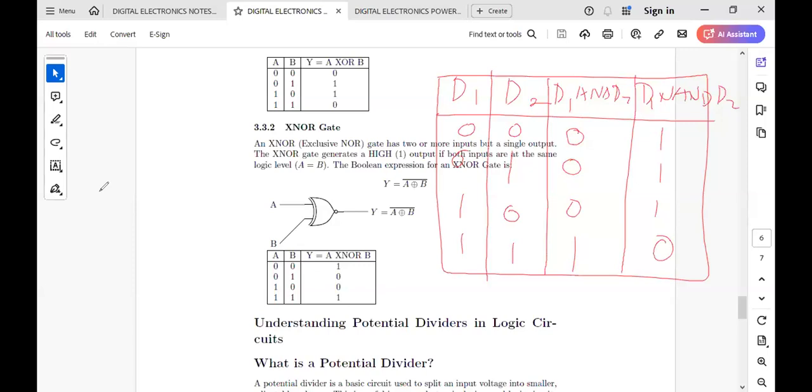So the logic diagram for that is going to be a NAND, and then the output is A NAND B. I just want one person to explain it better than me.